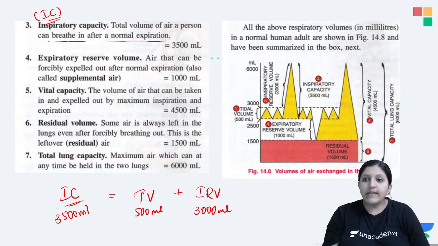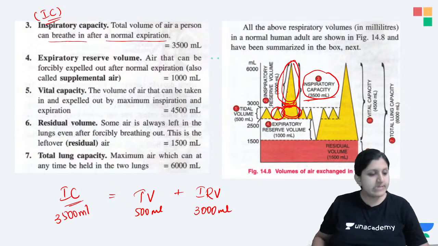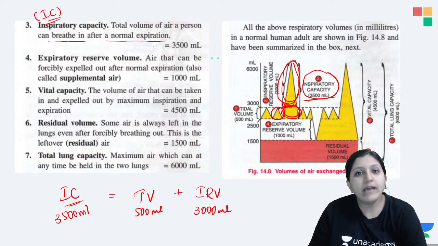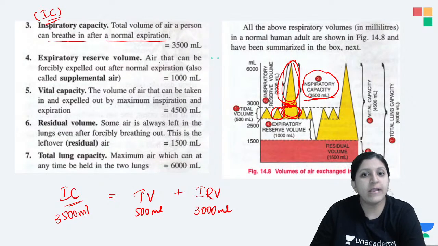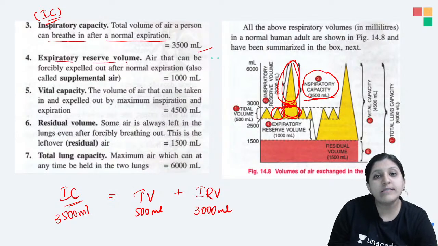You can see here the inspiratory capacity includes the tidal volume plus the forceful breathing, that is forceful inhalation. So this part and this part together, we will be getting this inspiratory capacity. Is this clear? Are you understanding? So inspiratory capacity, the total volume of air a person can breathe in after a normal expiration, is 3500 ml. Then there is expiratory reserve volume.